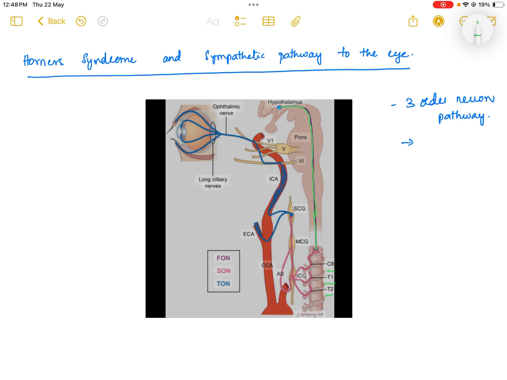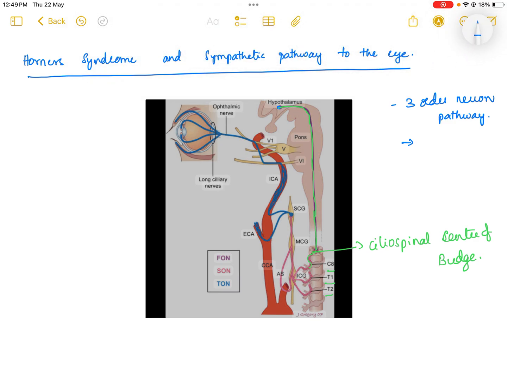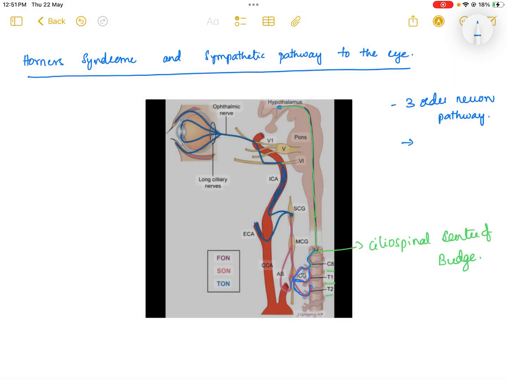they relay. This center is called ciliospinal center of Budge. From here, the second order neurons, they travel from the intermediate column of Gray to the inferior cervical ganglion. So, from the inferior cervical ganglion it travels below the subclavian artery.